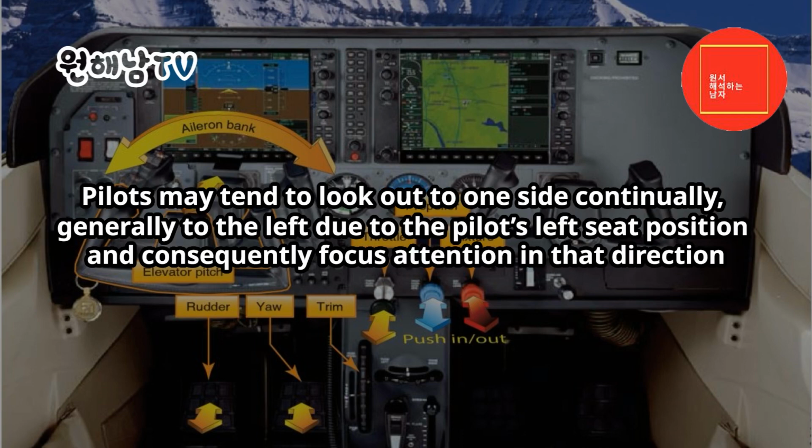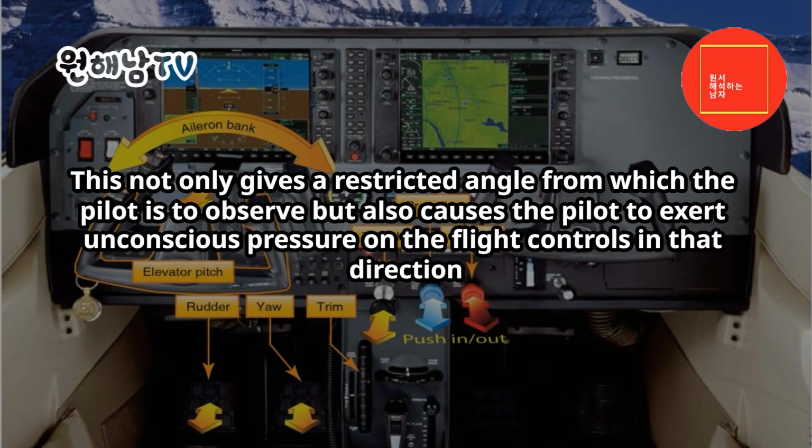Pilots may tend to look out to one side continually, generally to the left due to the pilot's left seat position, and consequently focus attention in that direction. This not only gives a restricted angle from which the pilot is to observe, but also causes the pilot to exert unconscious pressure on the flight controls in that direction.